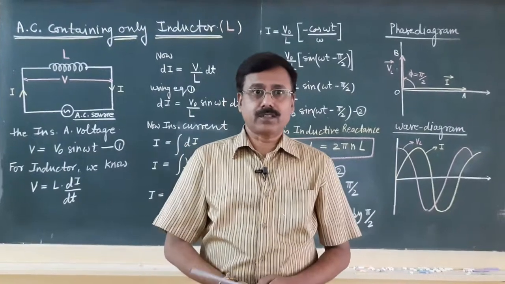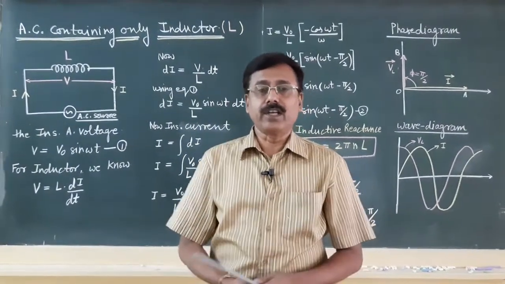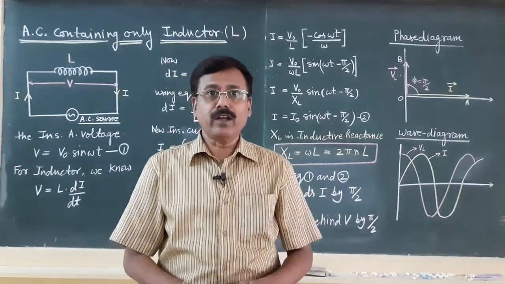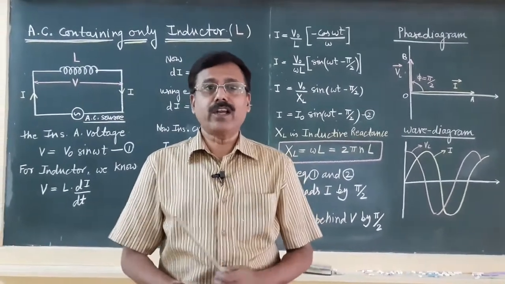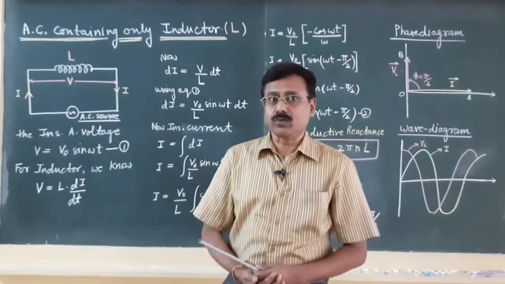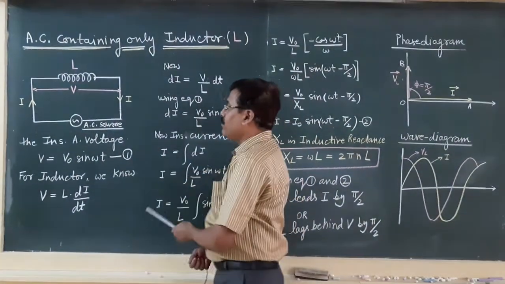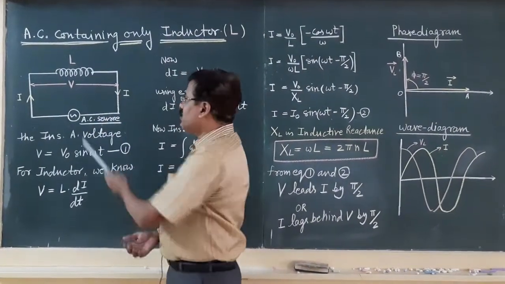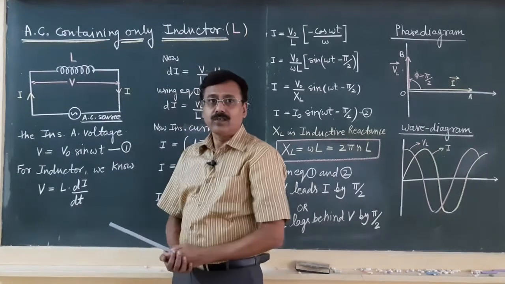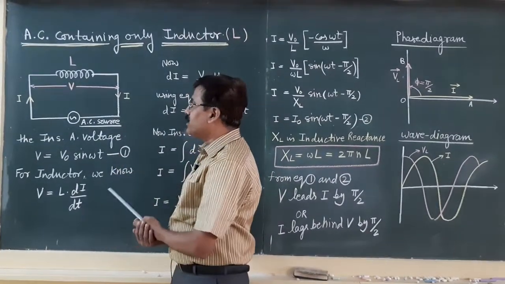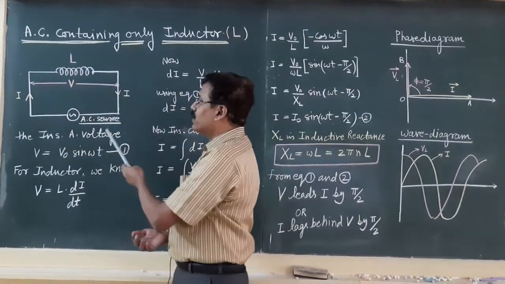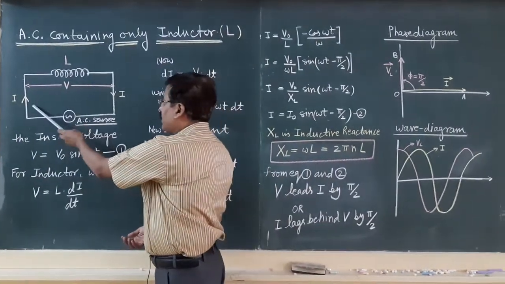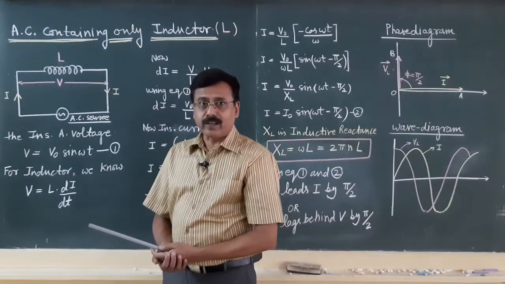Today we will discuss the phase relation between alternating voltage and alternating current when only the inductor is connected across an AC source. In the circuit diagram, this is the AC source, this is the inductor coil of self inductance capital L. When it is connected across the AC source, current starts flowing. We will see today what the phase relation is between voltage and current across the inductor.